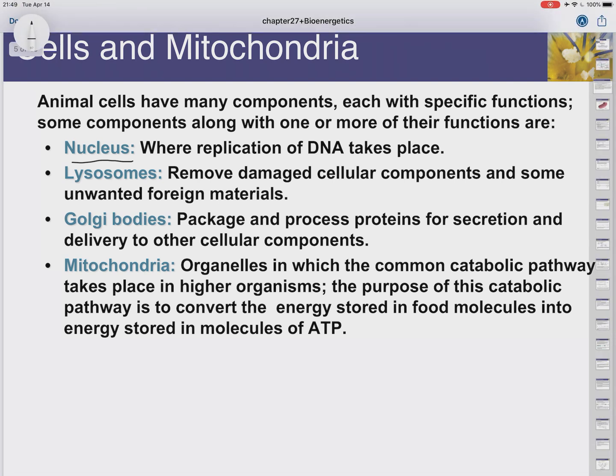We have lysosomes, which are important for breaking down not just food, but also foreign invaders. So these are kind of like the disintegrators of the cell, like the garbage disposals, kind of. Golgi bodies are for packaging proteins and other things made within cells for transport to other parts of the body. And mitochondria are the site of ATP synthesis.